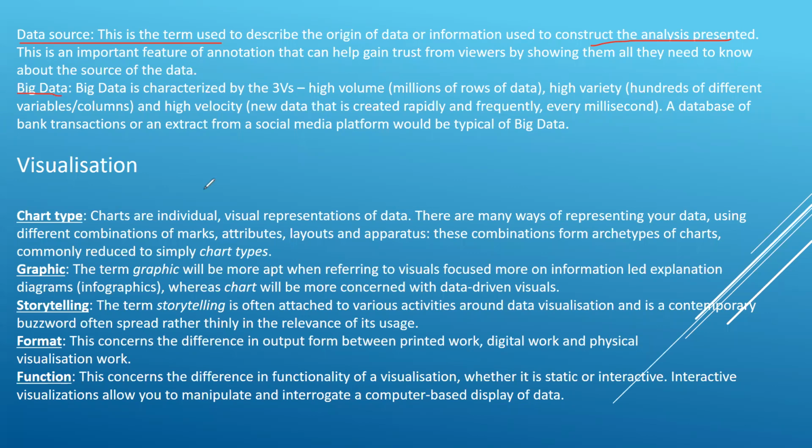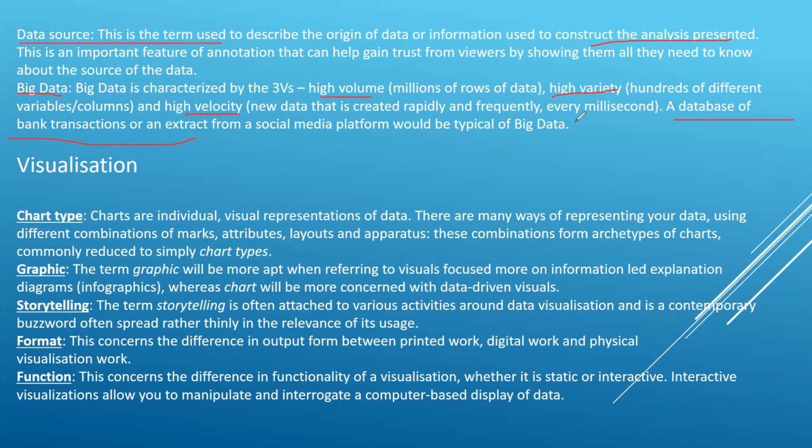The term big data, and of course, maybe later on you will be dealing with a course named big data. This big data is characterized by the 3 V's, which means the high volume, variety, and the velocity. These are the worldwide most important 3 V's of big data. The high volume, which means millions of rows of data. The high variety, which means the hundreds of different variables and columns. And the high velocity, which is new data that is created rapidly and frequently every millisecond. A database of bank transactions or an extract from a social media platform would be a typical kind of big data.